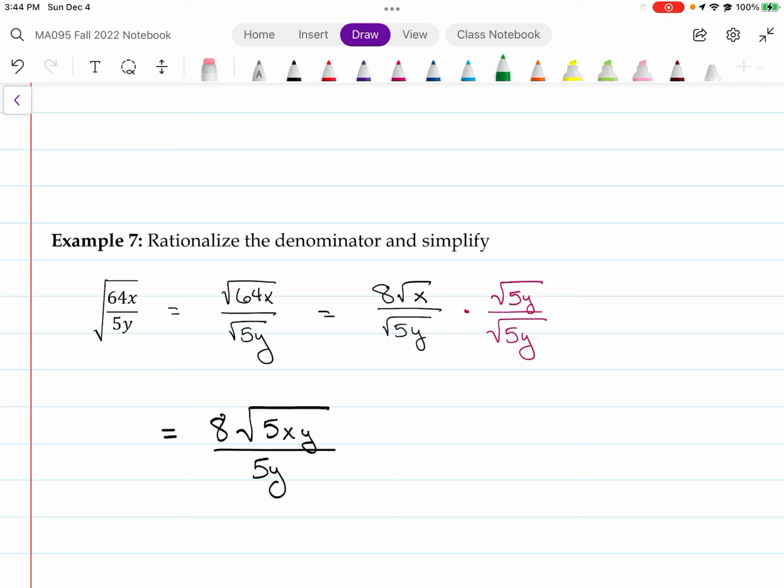Can you cancel the 5 on the inside and the 5 on the outside of a radical, and the y on the inside and the y on the outside? Absolutely not. They are not the same thing. The square root of 5 and 5 do not cancel with one another. So this is your final answer. And this is the rationalized version of that.